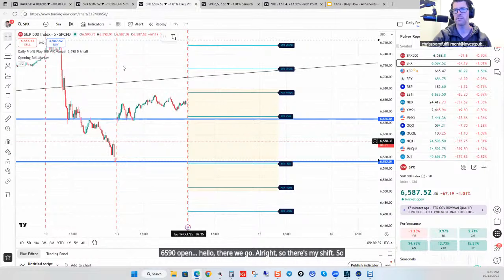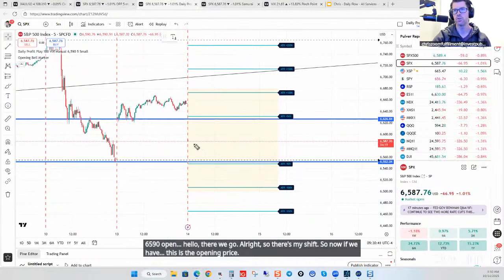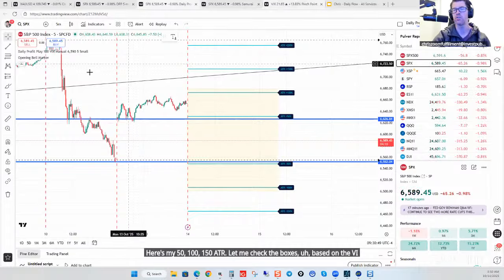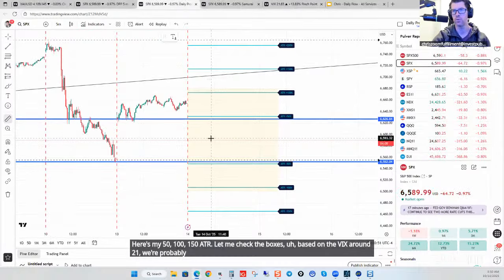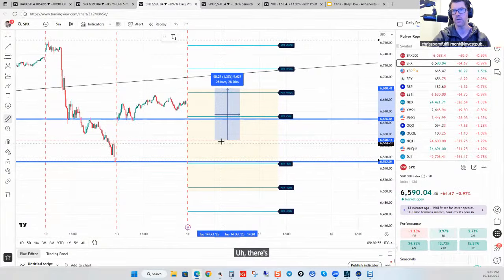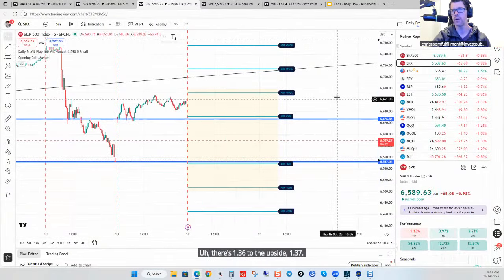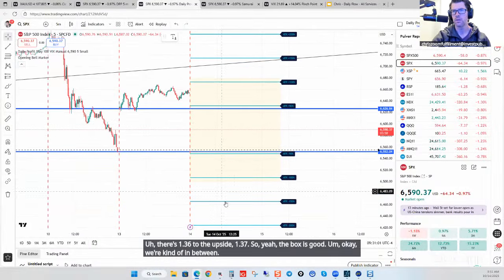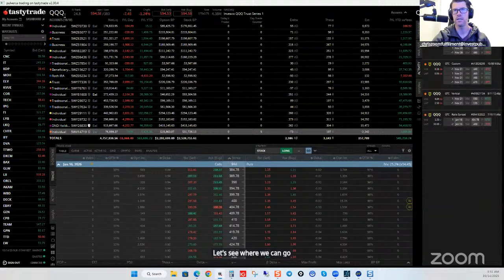So now this is the opening price right here, and this is where live price is at. Here's my 50, 100, 150 ATR. Let me check the boxes. Based on the VIX around 21, we're probably looking at a 1.3, 1.35% move. There's 1.36 to the upside, 1.37. So yeah, the box is good. Okay, we're kind of in between. Let's see where we can go on the option chain.